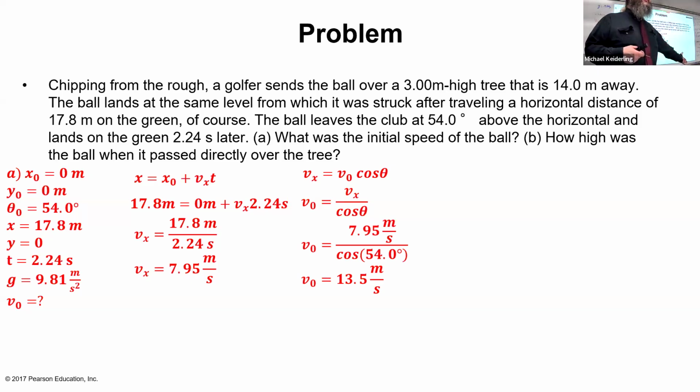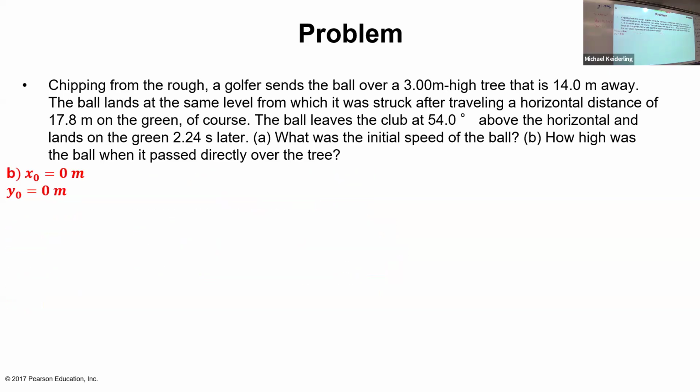We find the horizontal velocity. We know the angle. We can then find the initial velocity. Now we know the initial velocity, the angle, and the starting position. So now we want to figure out how high the ball was when it passed directly over the tree.